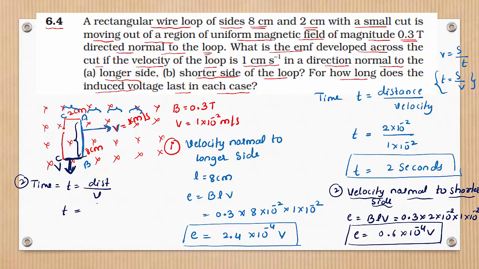t equal to distance by velocity. Distance here is 8 centimeter divided by velocity 1 into 10 raised to minus 2. So time we will get is 8 seconds. This is the time taken by this rectangular loop to move in that uniform magnetic field. Is it clear? In the first case, E equal to 2.4 into 10 raised to minus 4. In the second case, induced EMF E equal to 0.6 into 10 raised to minus 4. Time is 2 seconds for the first case, 8 seconds for the second case.